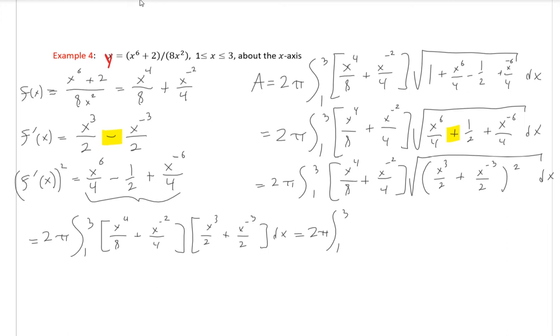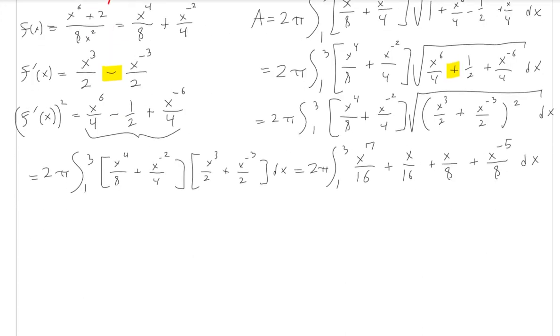Okay, the first terms multiplied, so just foiling out here. X to the 4th times x to the 3rd is x to the 7th over 8 times 2 is 16. Then x to the fourth over 8 times the last term will give us x over 8 times 2 is 16. Then x to the negative second times x cubed will give us another x, but this one over 8. And then the last terms multiplied will give us plus x to the negative fifth over 8 dx. All right, we can combine a little bit here to get x to the seventh over 16, plus that's going to be 2x over 16, so that's overall 3x over 16, plus x to the negative fifth over 8 dx.